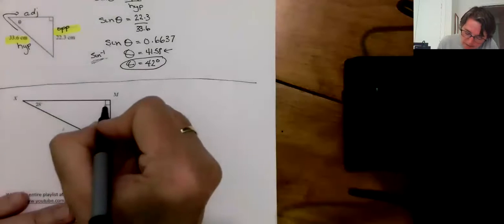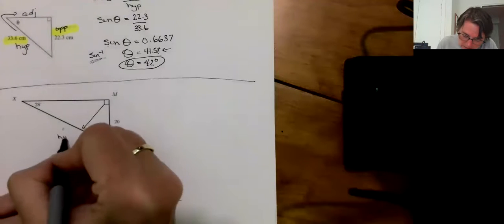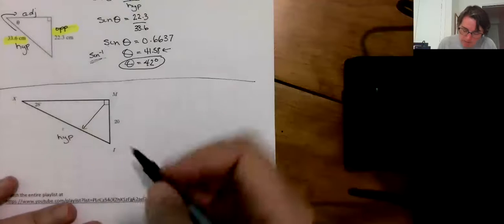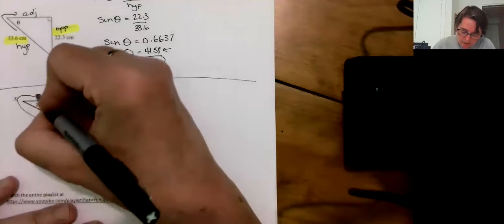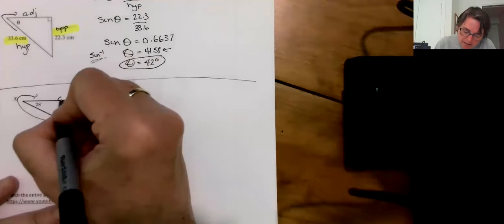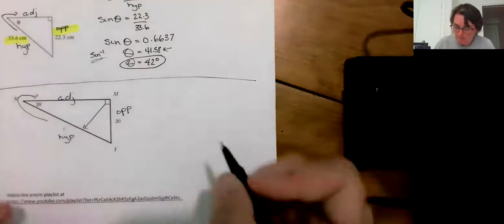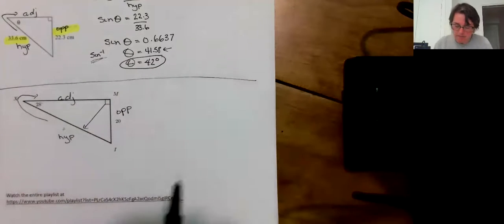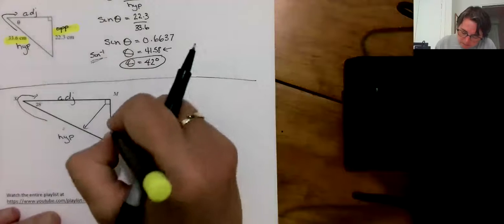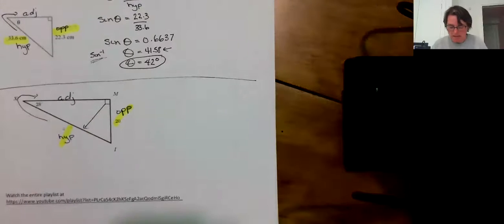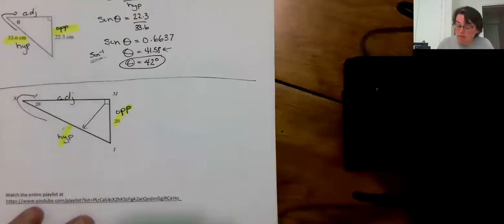Okay, labeling. There's my hypotenuse. That seems to be what we're going to look for. Round the corner, where my angle is, that's my adjacent. And this side is opposite. Okay. That's the stuff I'm working with. So I have opposite and hypotenuse. That sure looks like sine to me.